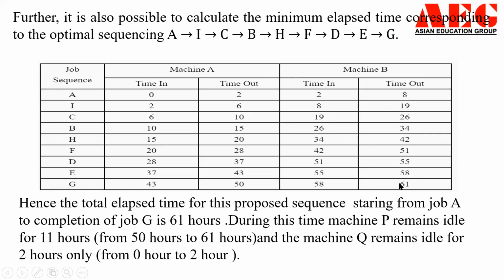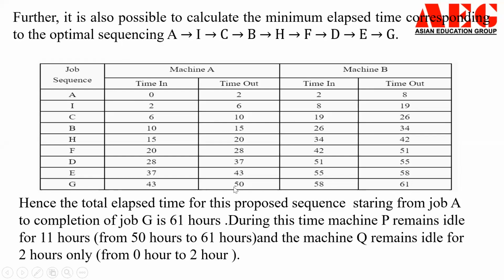So now when this table is created, we have to find out the total elapsed time. This is 61, which is given here. That is the total elapsed time, meaning the total time taken by the two machines to complete all the jobs is 61. During this time, machine P remains idle for 11 hours. This machine A will remain idle for 11 hours, because it finished its job at the 50th hour, but the total job has been finished at 61.